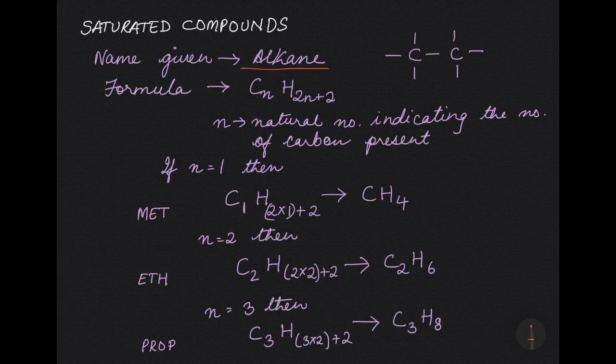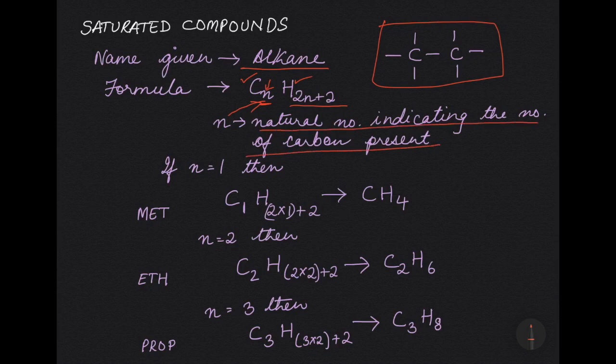That means it is a saturated hydrocarbon because all the four valencies of carbon are satisfied by a single covalent bond, as you can see here. The general formula is CnH2n+2, where n means the number of carbon atoms it contains. We are talking about a hydrocarbon, carbon and hydrogen. This n is a natural number indicating the number of carbon atoms present.